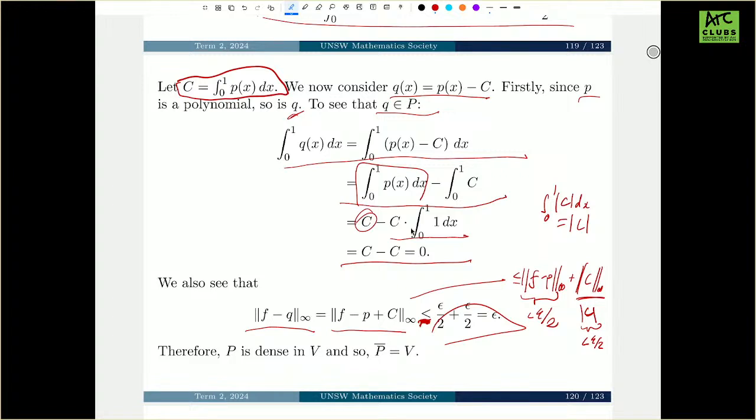But that's exactly what we want to prove, because that will give us that P is dense in V, and so its closure will be V. What we're saying is that for any f, we can find a polynomial in V arbitrarily close to it.